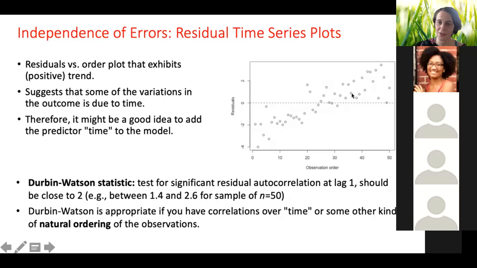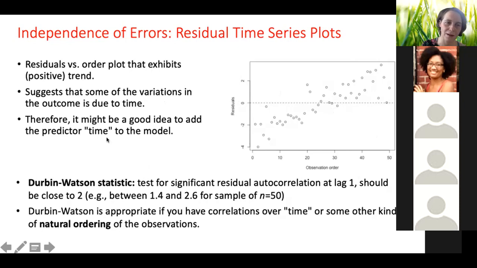That could help. We'll remove that linear trend. Then you have your desired null relationship again, right? So your random fluctuation around 0, if you just basically use the observation order as an additional predictor. That way you pull out this linear relationship.